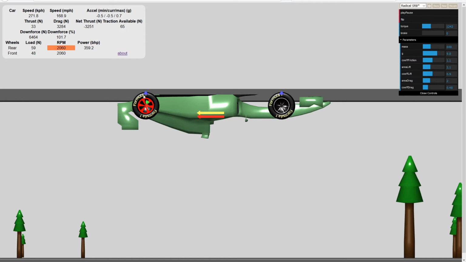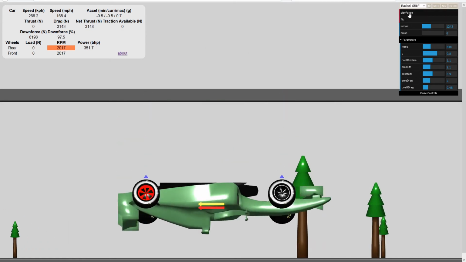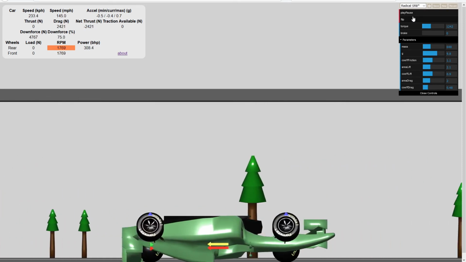So the car is immediately spinning its wheels, slowing down drastically due to the drag. It's still holding onto the ceiling at the moment because the downforce is just over its weight by 1%, but as soon as I unpause the simulation, the car comes crashing down, just like that.